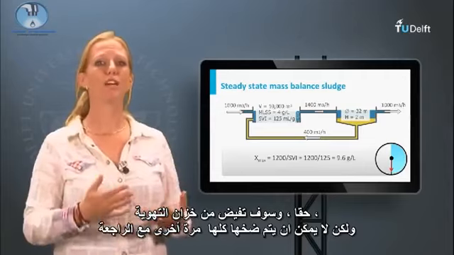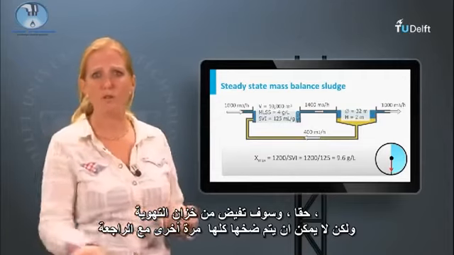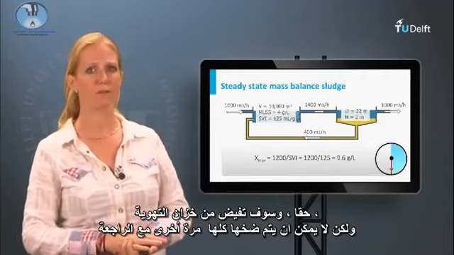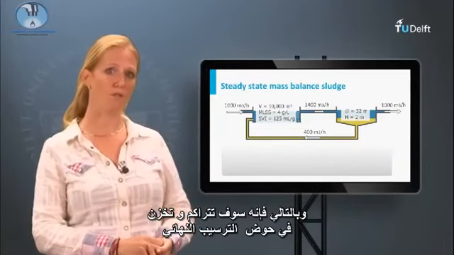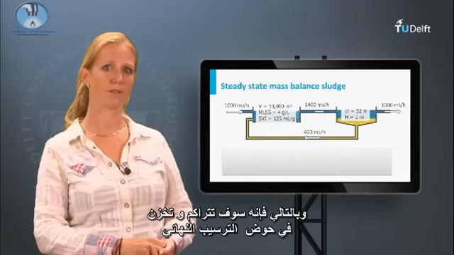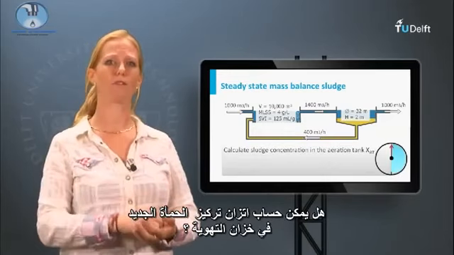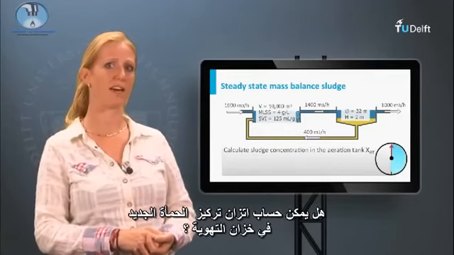Indeed, it will wash out of the aeration tank but cannot all be pumped back with the recycle. Therefore, it will accumulate and be stored in the final clarifiers. Could you calculate a new equilibrium sludge concentration in the aeration tank?